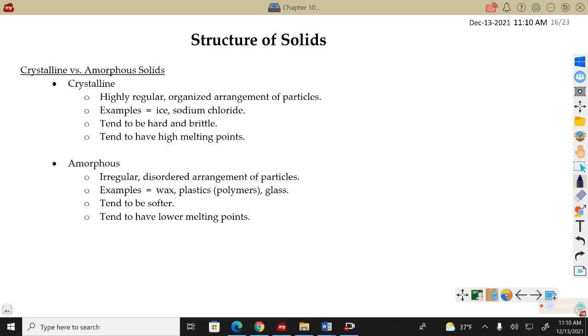in a crystalline solid. Whereas amorphous solids are just kind of a bunch of molecules clumped together in the solid phase. They do not show any kind of patterns and arrangement of particles. Maybe things like wax and plastics and polymers are great examples. They do tend to be softer and have lower melting points because the attraction and organization between the particles is just not there, as may be the case in a crystalline solid.